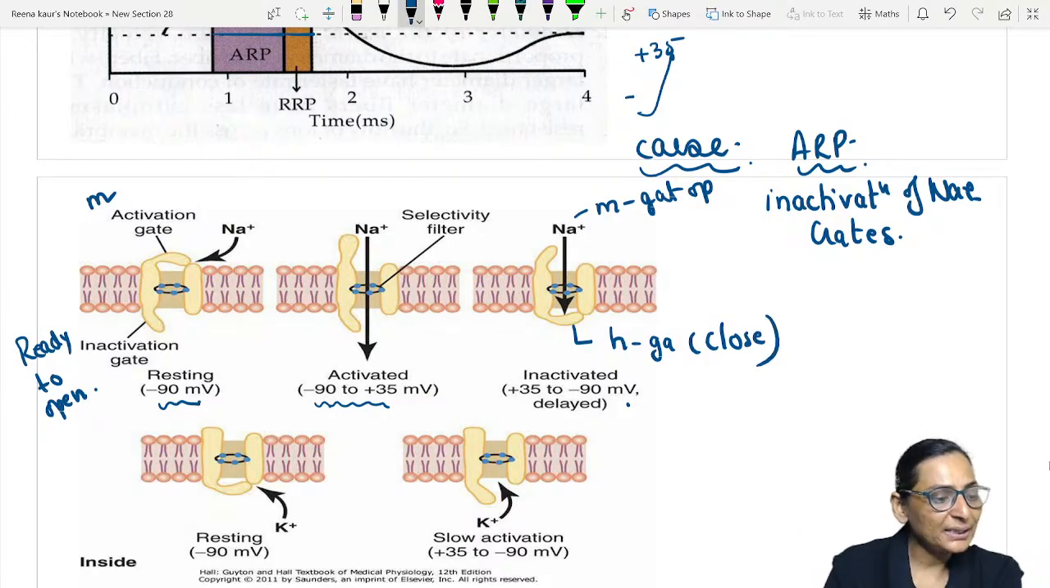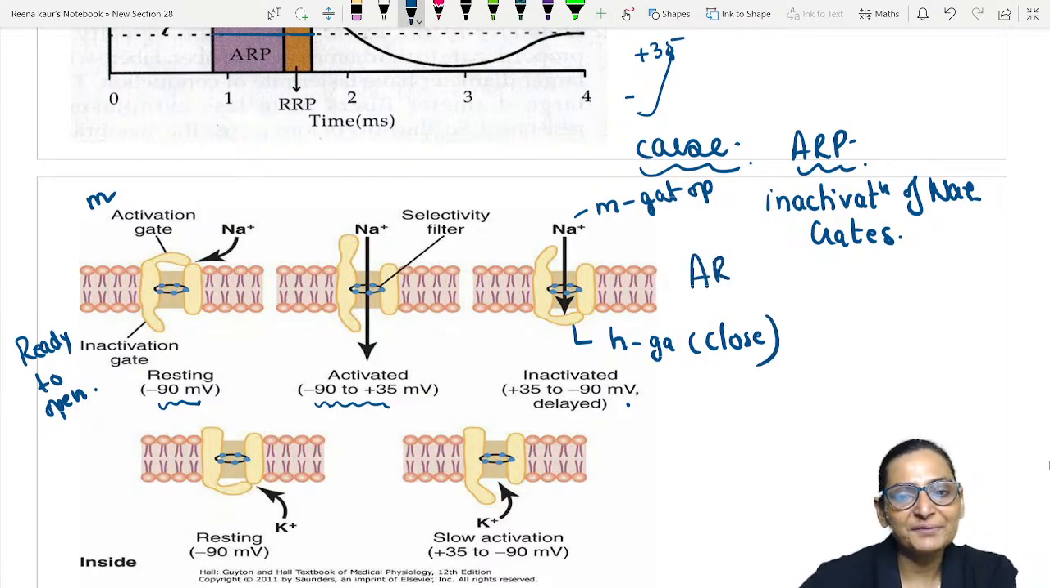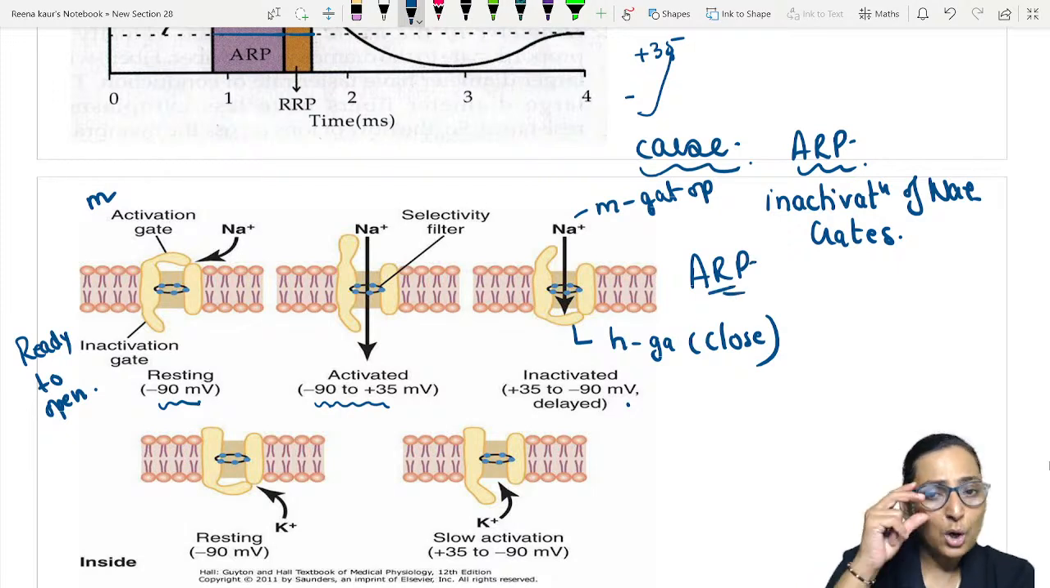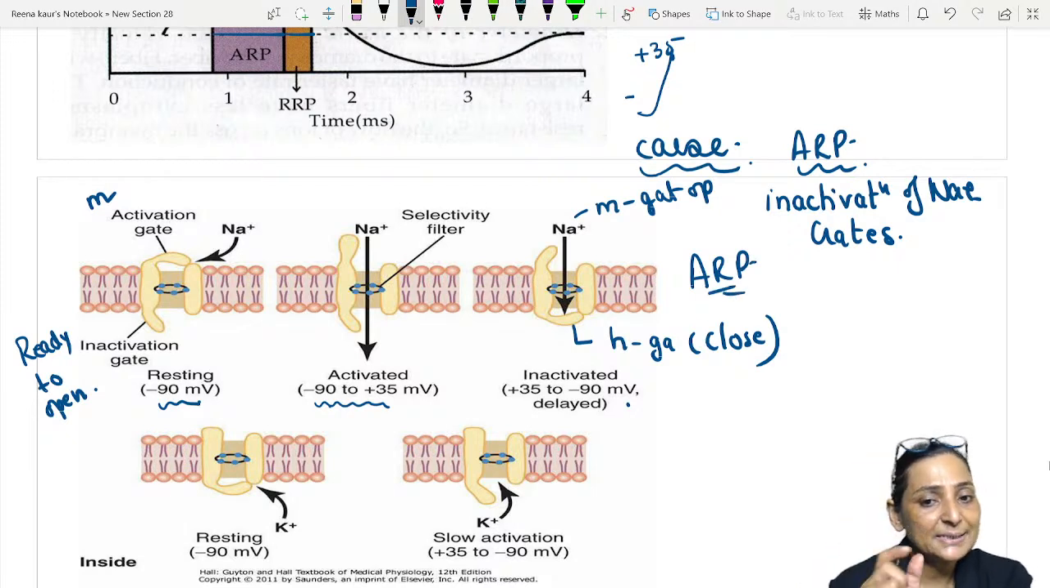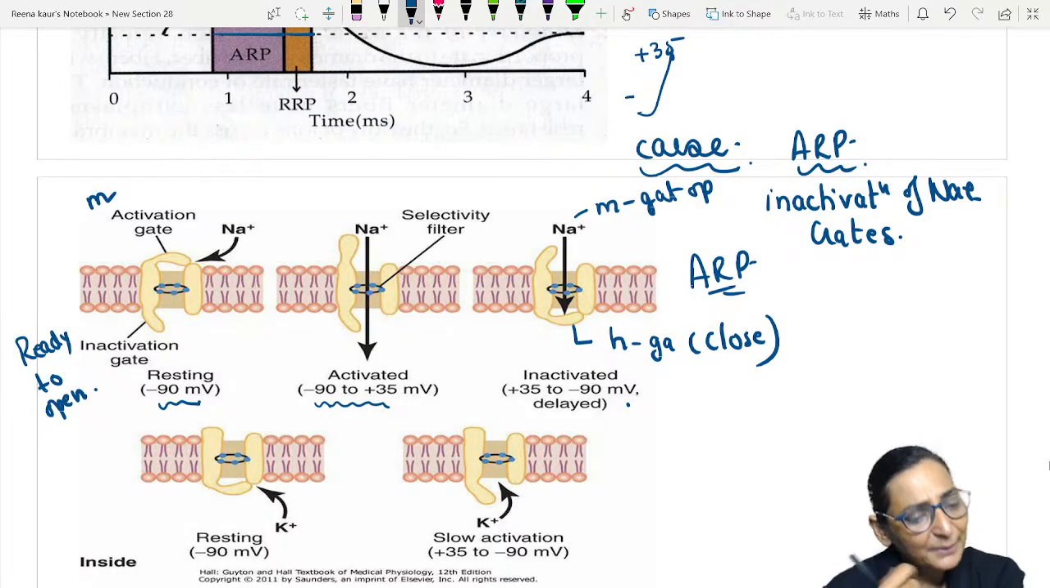So this is the period when there is absolute refractory period. The cause of the absolute refractory period is the closure of the inactivation gates of the sodium channels. I repeat, the cause of the absolute refractory period is the closure of the inactivation gates. अब ये इनएक्टिवेशन गेट्स इतने टाइटली बंद होते हैं कि अगर अब आपने सुप्रा थ्रेशोल्ड स्टिमुलस भी दिया ना तो भी ये खुलने वाले नहीं है.